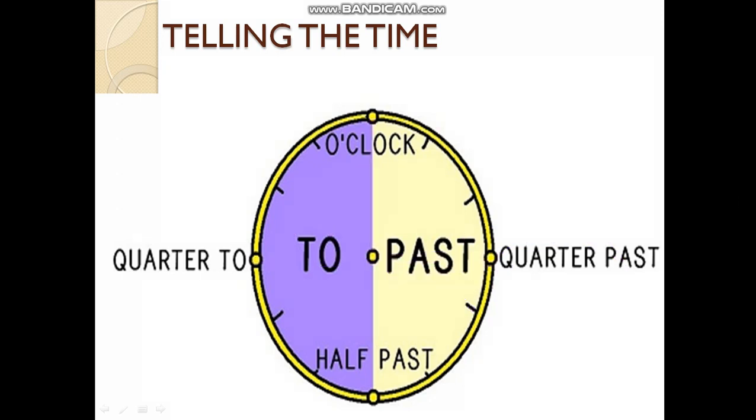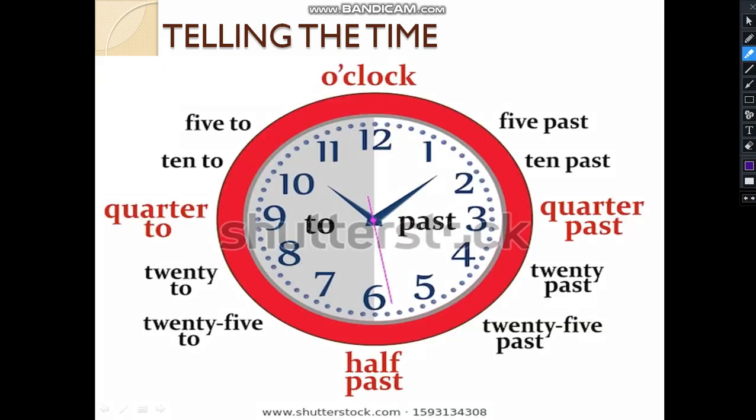Now let's go. Now you can see this clock. There are 5 past, 10 past, quarter past, 20 past, 25 past and half past. For half we will use half past. For example 12:30, 1:30, we will use half past. And you can see on the left hand side we will use to. For example 25 to, quarter to, 10 to and 5 to.